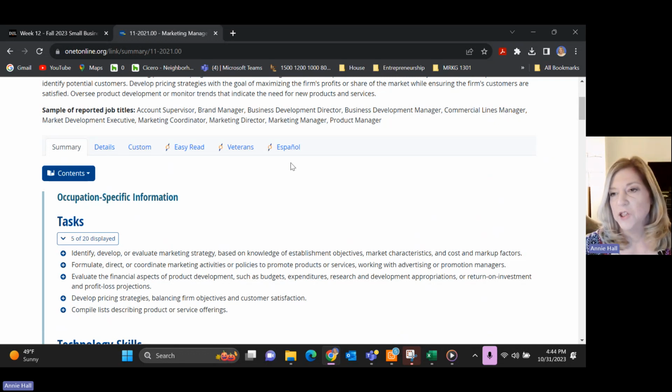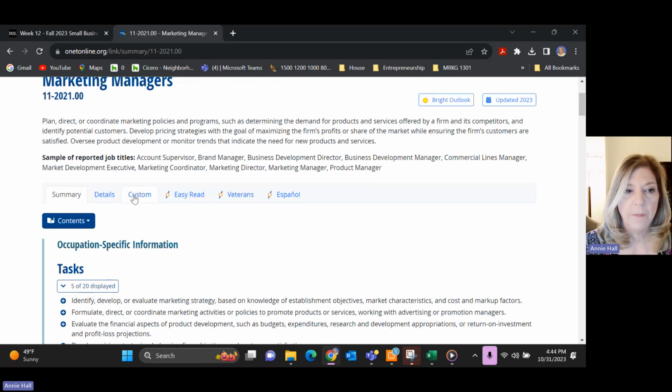And this is kind of like a cheat sheet. So you don't have to sit around and think up, well, what do I think I need in this person? The government has already done this for you, and they do this by surveying all different types of companies and then combining this data into this useful tool. So you can see here across the top, you can get a summary, you can get details, you can customize it, and you can even get it in Spanish.